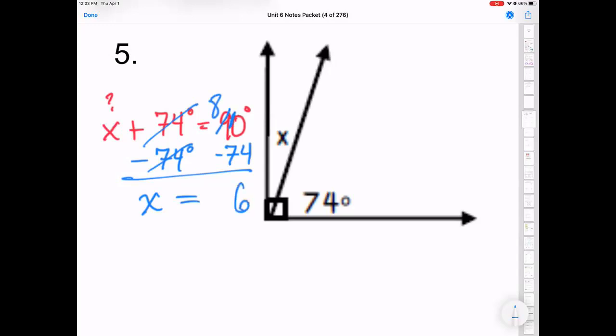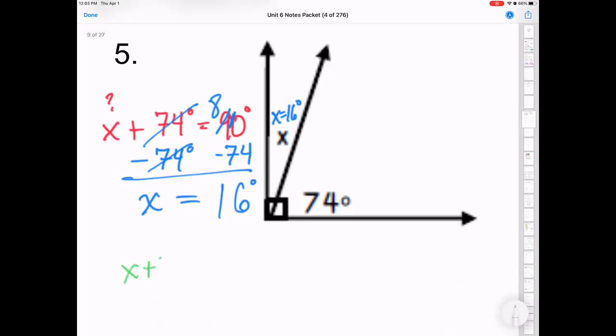10 minus 4 is 6. 8 minus 7 is 1. Again, that's the proving part. So x is 16 degrees. But then again comes always the check.